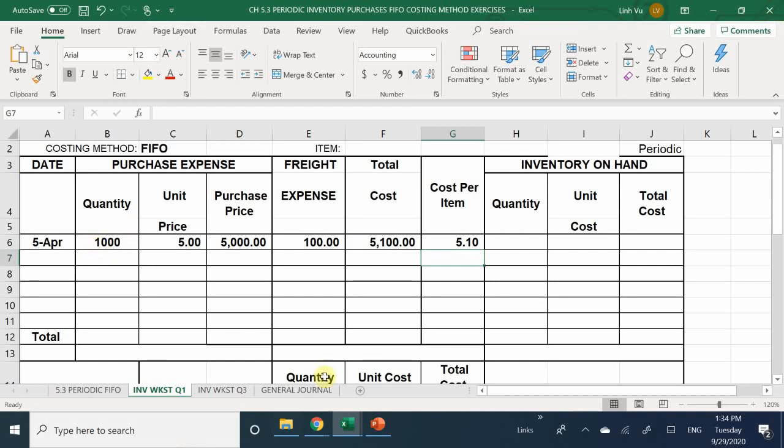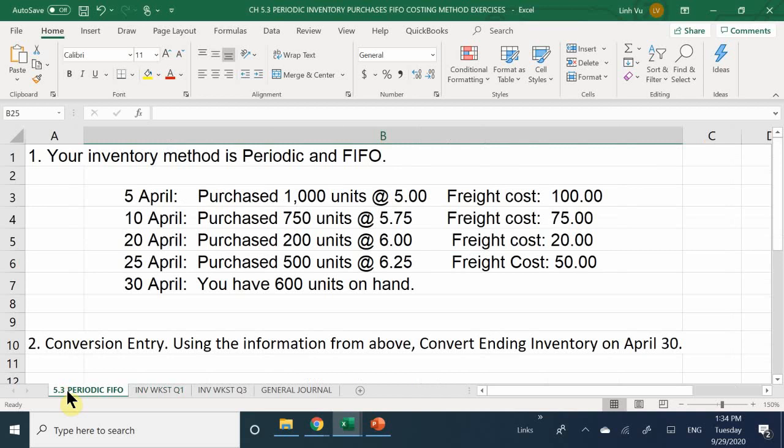Now, here's one thing that a lot of students would think to do. They would just move it right into inventory. Not in this case, because we haven't reached the end of the period yet. We haven't done our conversion yet. So we leave, again, our inventory on hand alone. All we're doing now is just looking at our purchases in general. Okay. So then what happened on April 10?